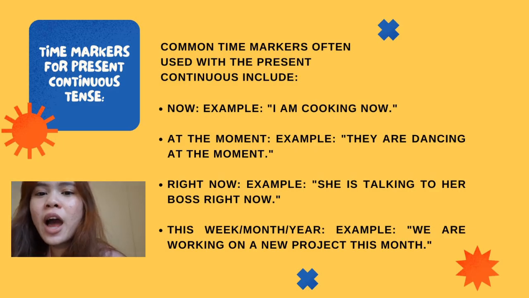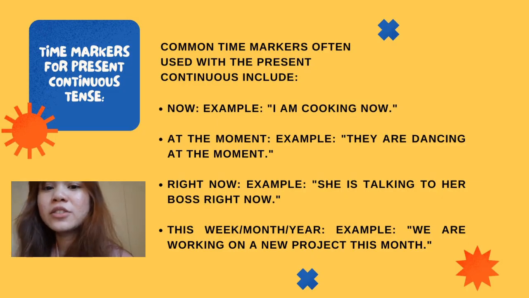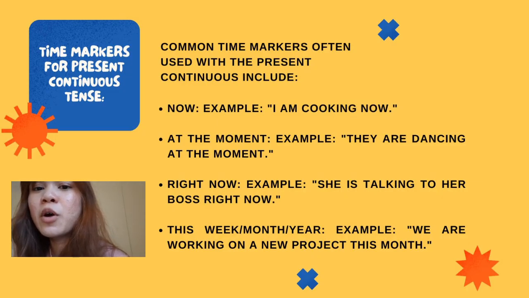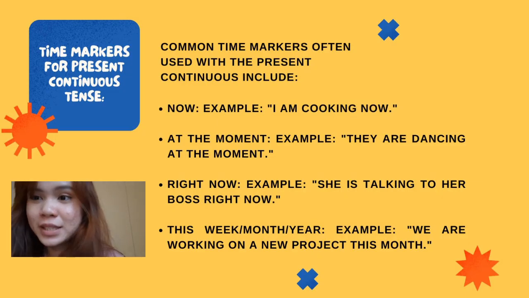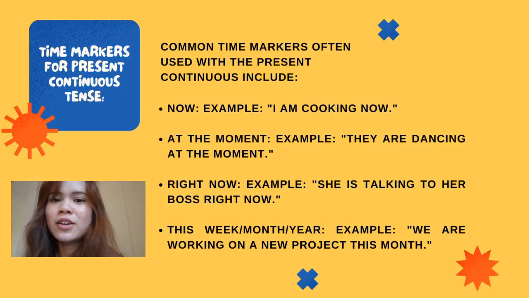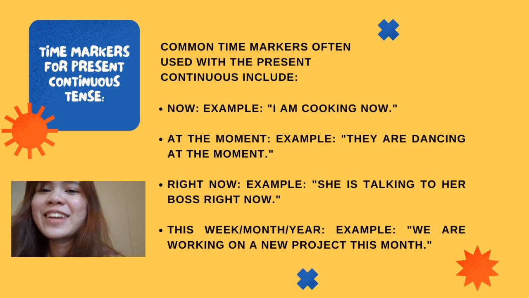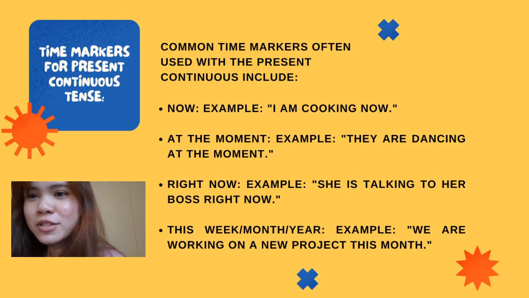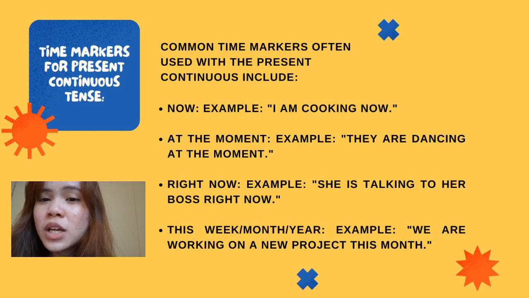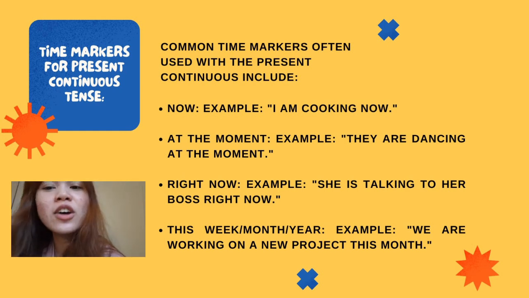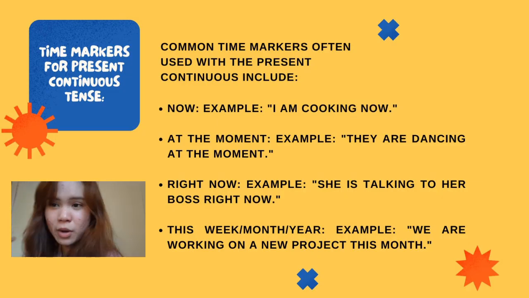Next, let's talk about time markers that are often used with the present continuous tense. First is now. For example, I am cooking now. And next, at the moment. For example, they are dancing at the moment. Next, right now. For example, she is talking to her boss right now. This week, month, or year. For example, we are working on a new project this month.